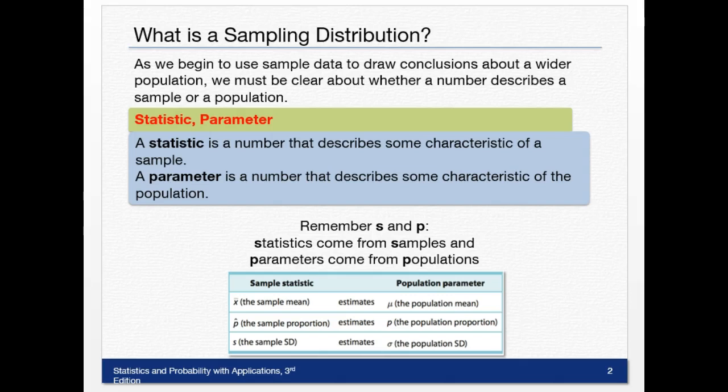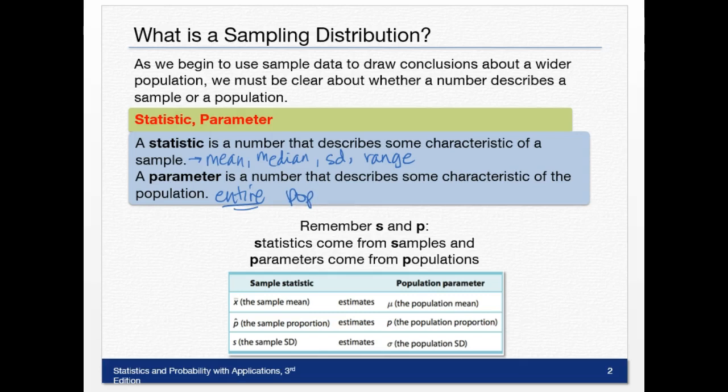So a statistic is a number that describes some characteristic of a sample. Now, statistics could be a mean, it could be a median, it could be a standard deviation, it could be range. All these different measurements that represent a sample is called a statistic. Now, if we use those same measurements to represent the entire population, the entire thing, then that's called a parameter. All right, so you got to remember these very, very carefully.